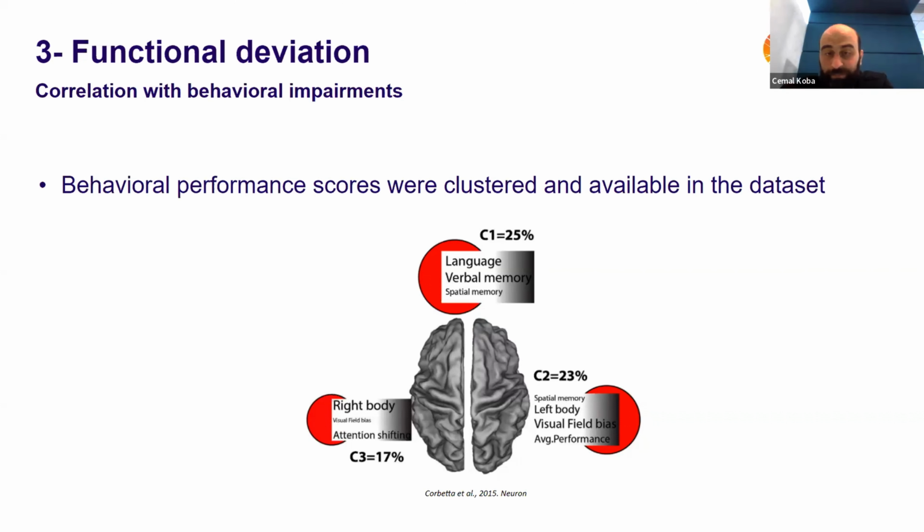And in the first cluster, batteries and questionnaires that are related to language, verbal memory, and spatial memory explained 25% of the answers. And in the second cluster, left body performance and visual field bias explained 23%. And in the third cluster, right body visual field bias and attention shifting explained 17%. So all these neurophysiological batteries can be decreased into three factors. And we used the weights of these factors to explain the functional deviation.